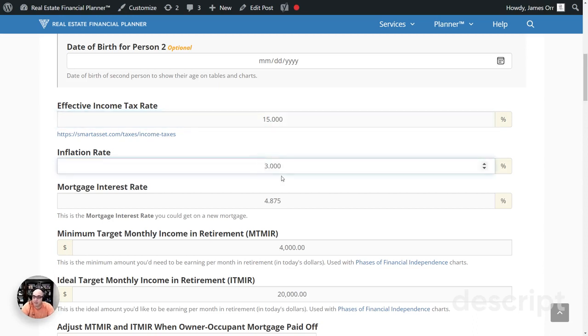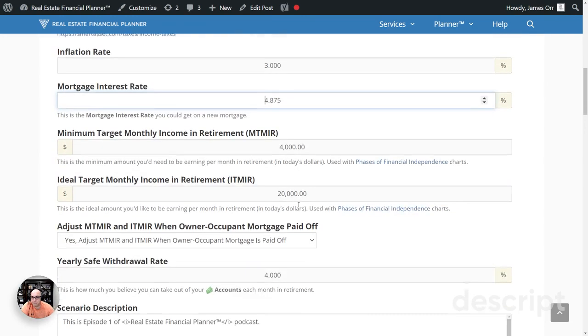The inflation rate, we've set to be 3%. So that's why we have that 3.000. And that means that things become more expensive over time at a rate of 3%. The mortgage interest rate, 4.875 is what we've used here. This only gets used in the case of a cash out refinance. The actual mortgage interest rate we'll find on the individual properties, because each property can have its own mortgage interest rate. So we'll use that there.